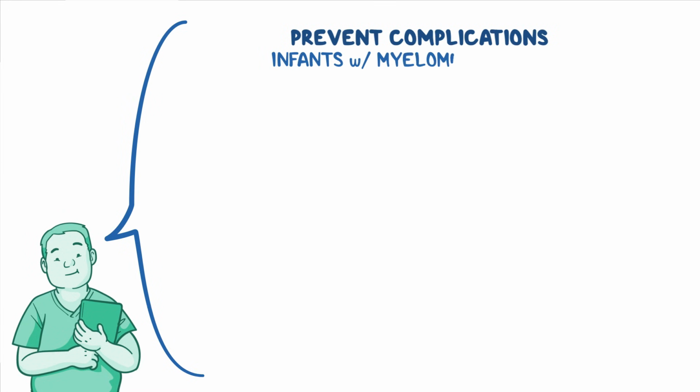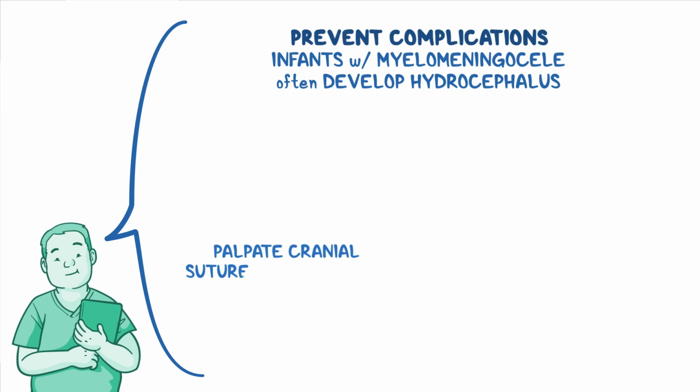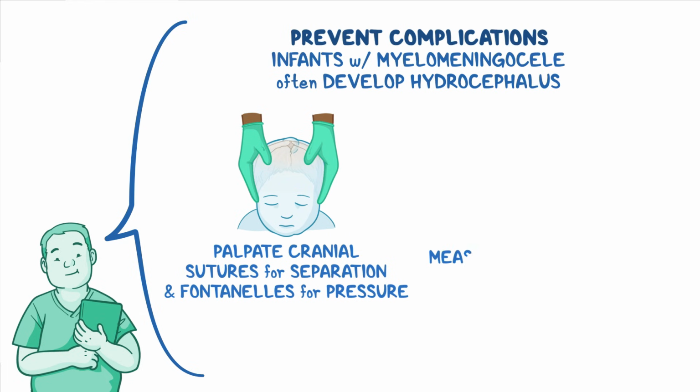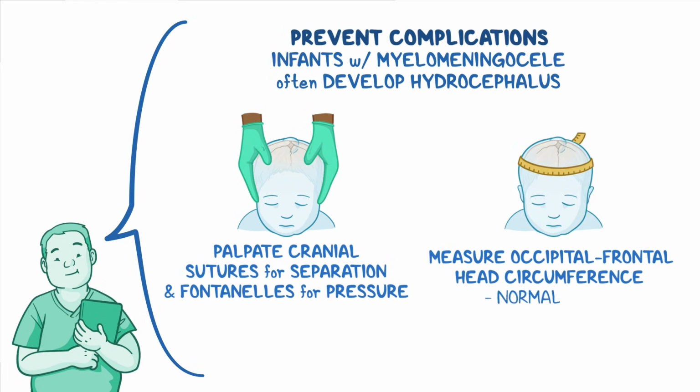Because infants with a myelomeningocele often develop hydrocephalus, palpate the cranial sutures to look for separation and fontanelles to check for pressure. Also measure their occipital frontal head circumference to determine if it's within normal limits.